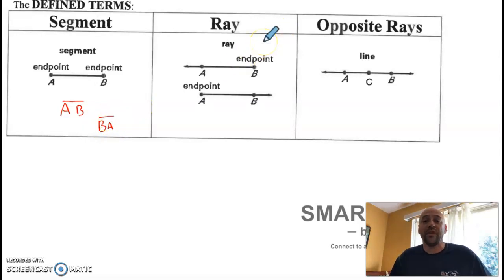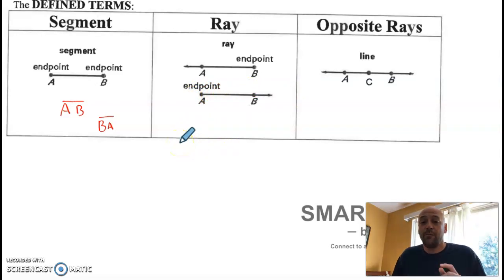A ray. Think of a ray as kind of like a laser beam. It starts at one point and then goes on forever through another point and continues. It's just like a line. It doesn't curve. It just keeps going in that straight line. There's no bends to it, anything like that. It just keeps going in one direction. This ray starts at A, goes through B, continues on forever.